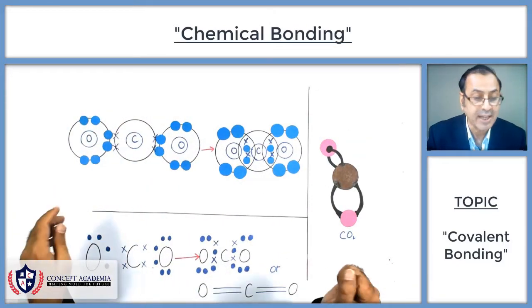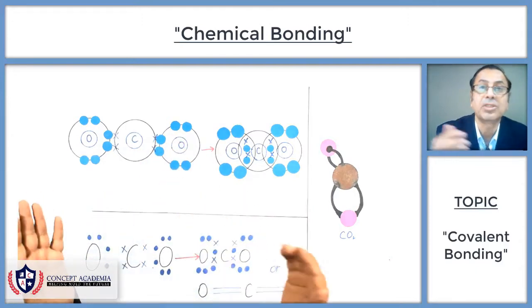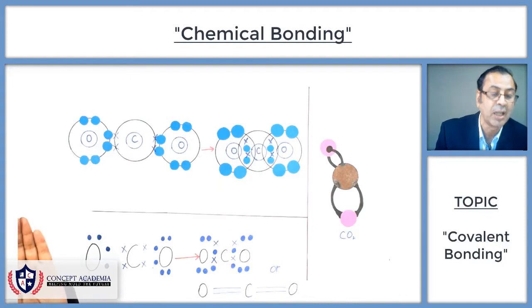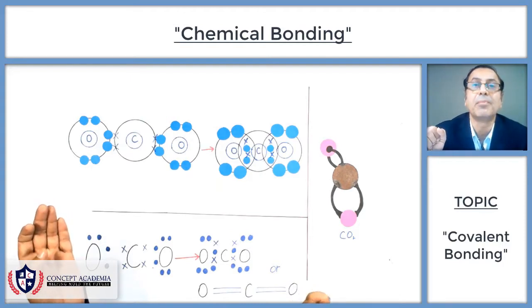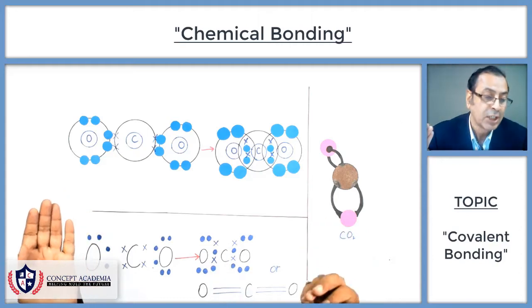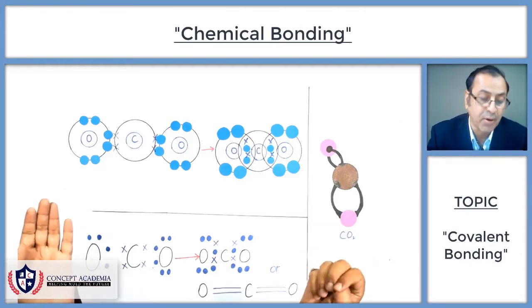For carbon dioxide, carbon belongs to group 4. Carbon has 4 electrons in its last shell. Carbon needs 4 more electrons, so it will make 4 bonds.